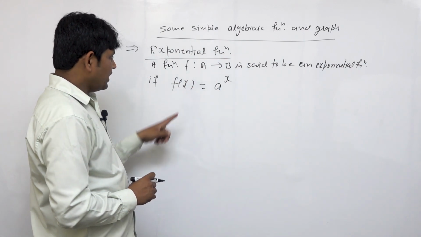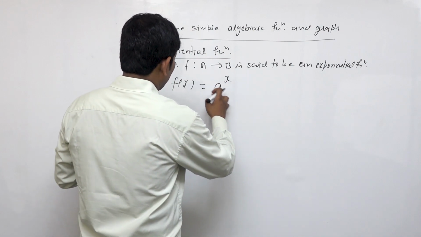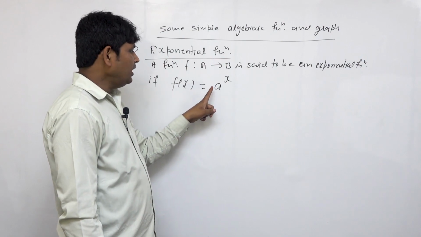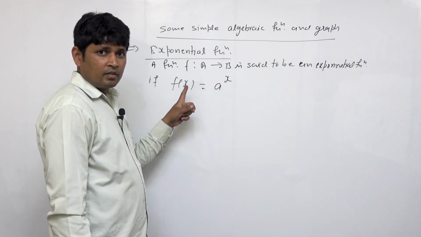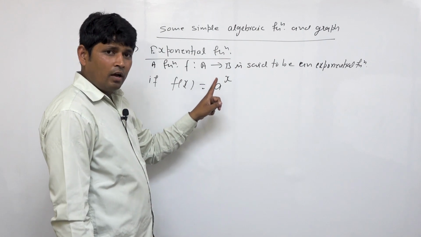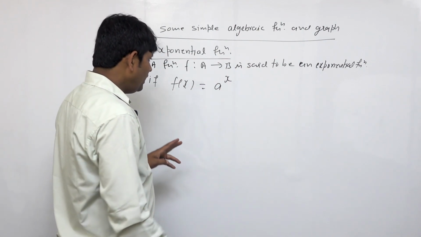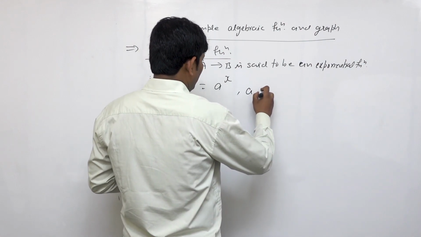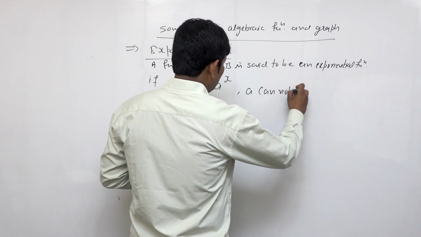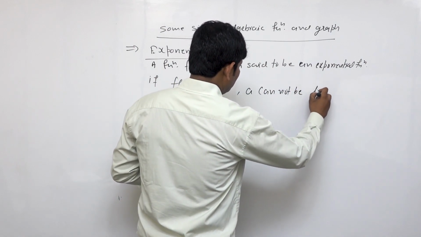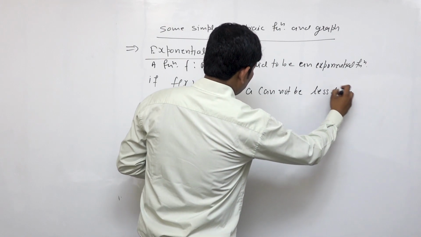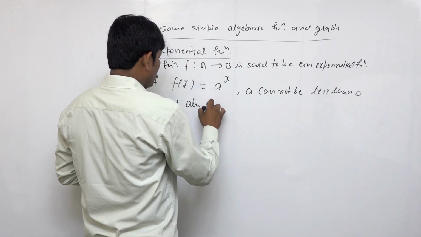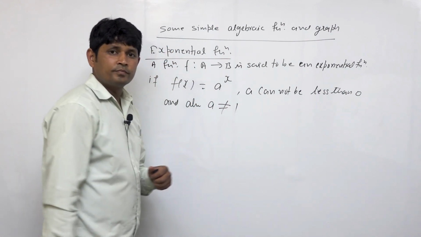So here we can understand f(x) is equal to a to the power x. Let's see the value of a. The value of a cannot be less than 0, and also a couldn't be 1.